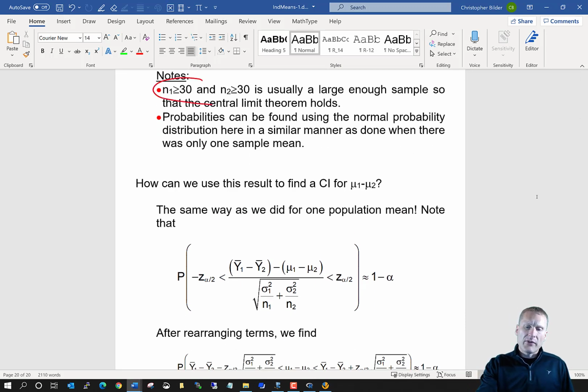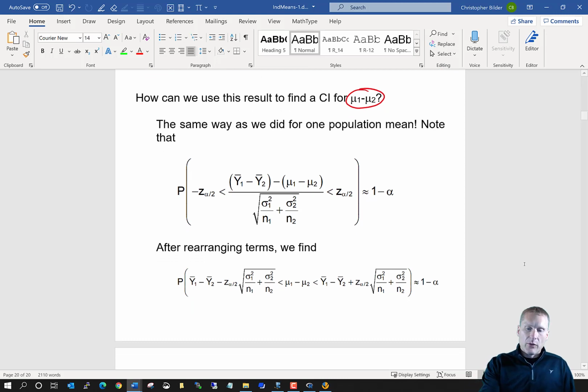Similar to what we've seen before, generally speaking, a sample size of 30 for each sample will allow the central limit theorem to work. We can then find probabilities in this situation just like what we did in the past. So how can we then use this result like we did in the past to find a confidence interval now for mu1 minus mu2?